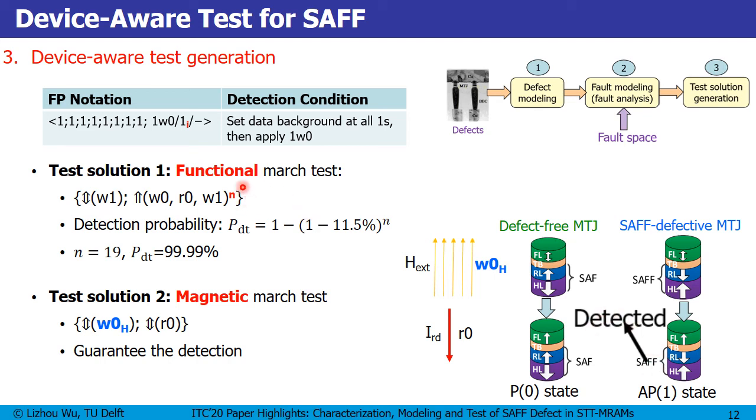Compared to the first test solution, magnetic March test is more efficient and cheaper, and more importantly, you can 100% guarantee the detection. To save your test time, you can also apply a magnetic write operation to an entire die or even an entire wafer. But of course, you have to incorporate magnetic tools to generate a magnetic field in your test facilities.